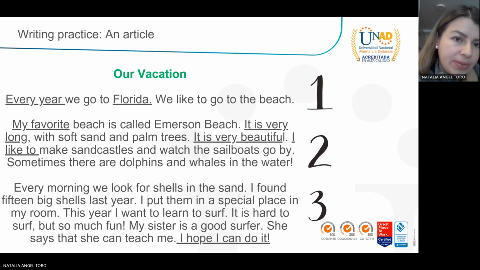Every year we go to Florida. We like to go to the beach. My favorite beach is called Emerson Beach. It is very long with salt and sun and trees. It's very beautiful. I like to make some crystals and watch the sailboats go by. Sometimes there are dolphins and whales in the water. Every morning we look for shells in the sand. I found 15 big shells last year. I put them in a special place in my room.